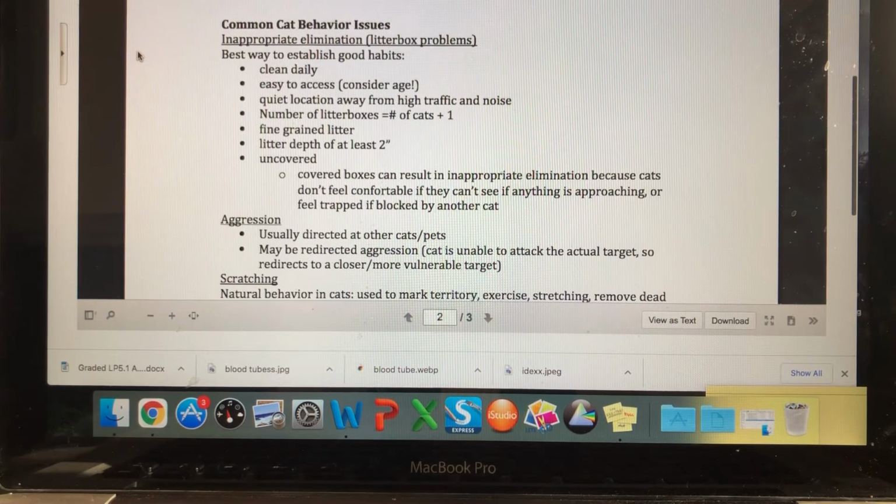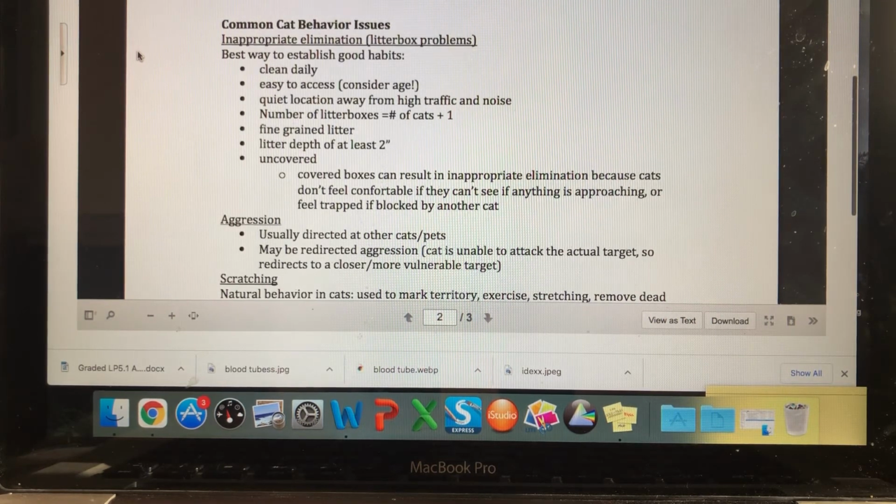Fine-grained litter tends to be best for cats. Sometimes you need to do a little bit of trial and error. Kitty litter, I don't know about you guys if you have cats and you've used kitty litter, lots of kitty litter is really dusty. That's gross for us. It's gross for cats too, especially if they have asthma. A dusty litter box can really exacerbate that and they don't want to use it. So having a fine-grained litter that isn't dusty is going to be a good choice for them.